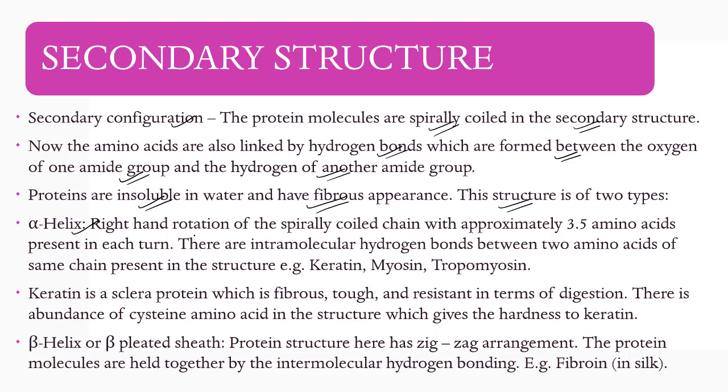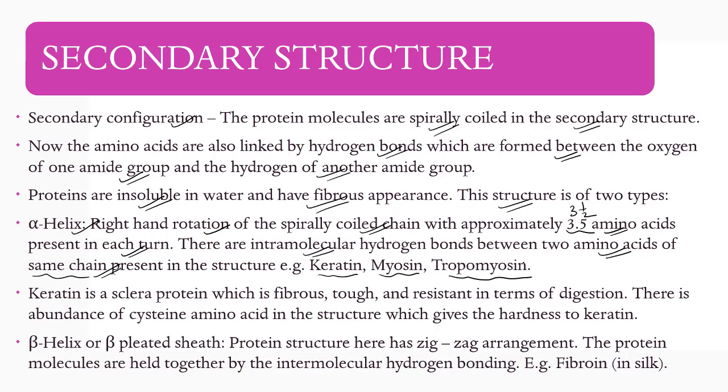Alpha helix is a right-handed rotation of the spirally coiled chain with approximately 3.1 amino acids present in each turn. These are intramolecular hydrogen bonded, between two amino acids of the same chain present in the structure, like keratin, myosin, and tropomyosin.